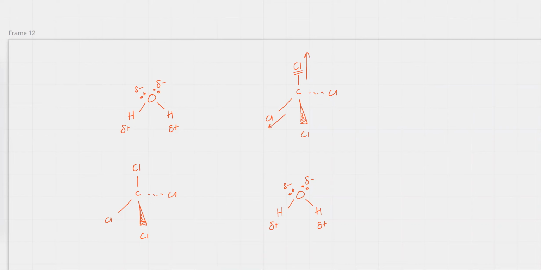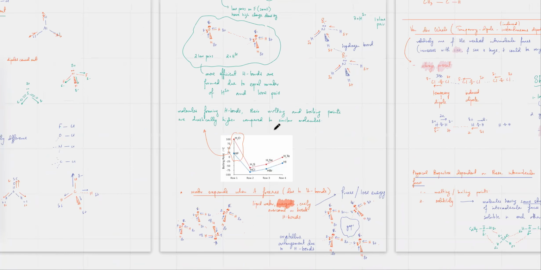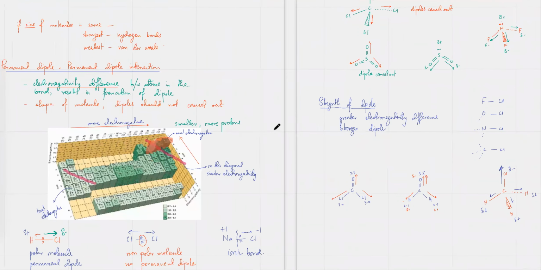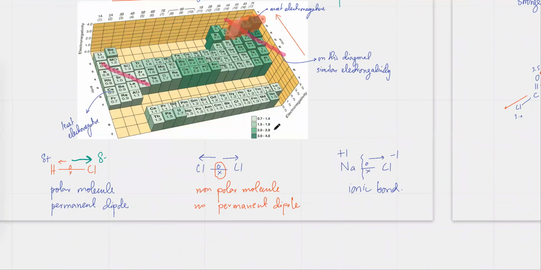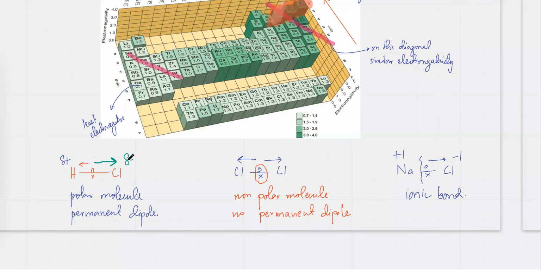Yes, so all the Cls will try to pull electrons. But I told you that dipoles depend on the shape of the molecule. This is a tetrahedral molecule. If all chlorines are trying to pull electrons in different directions, the dipoles will cancel out. This is something that we did earlier. When we were talking about permanent dipoles, I told you that a bond is going to be polar only if there's a difference in electronegativity. Like Cl is more electronegative. So Cl will try to attract electrons towards itself.